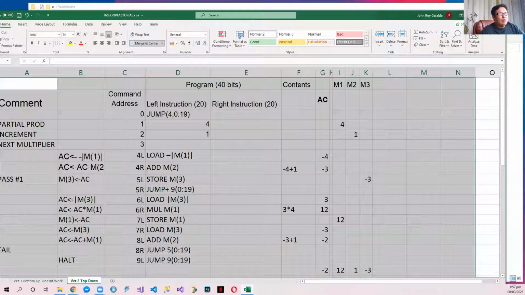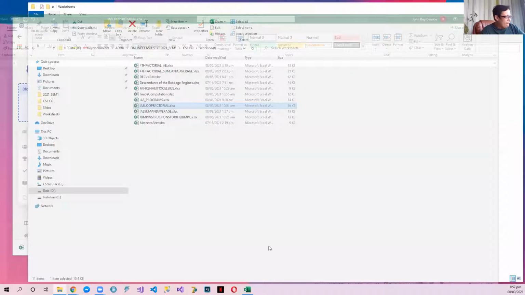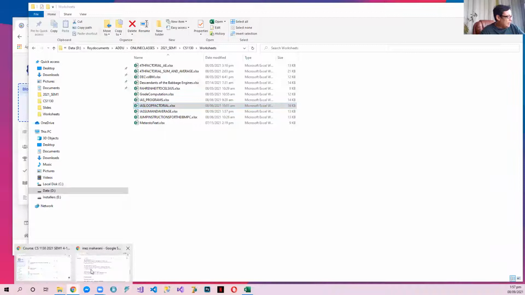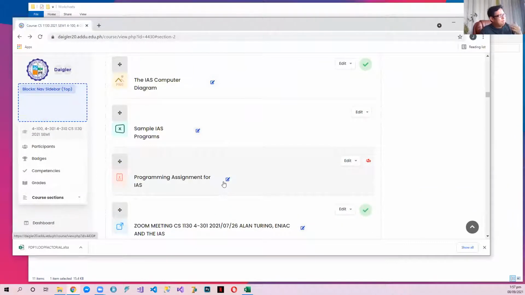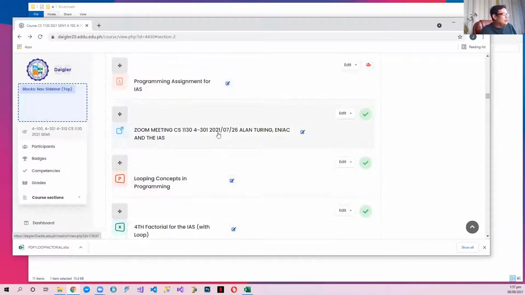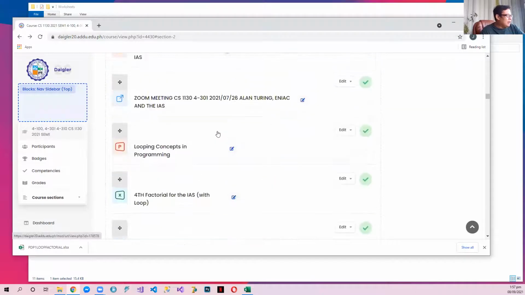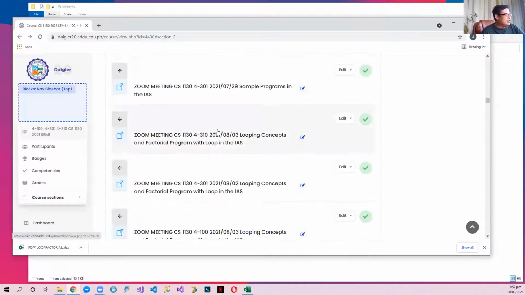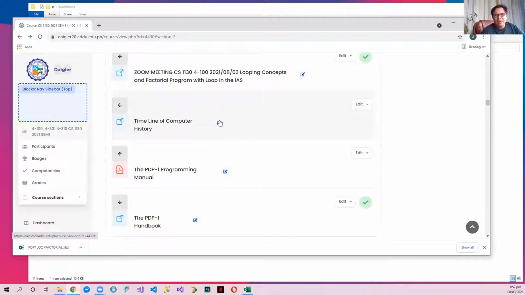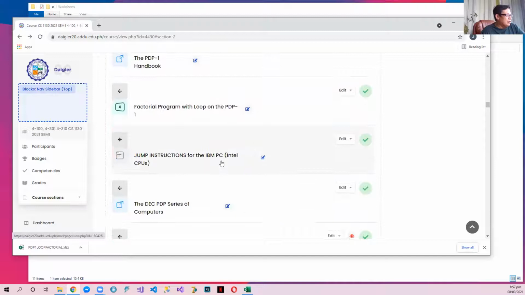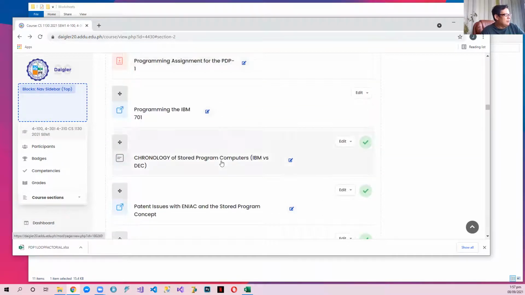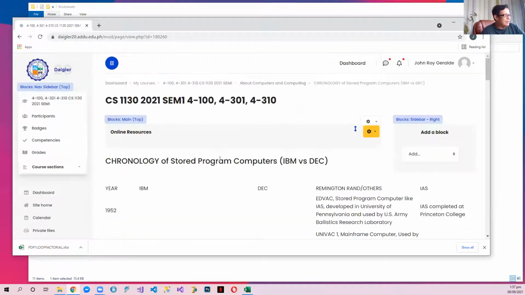Now, before we go back to our main lesson, I'd like to show you another computer. No? This is called the PDP-1. Okay? The PDP-1, kasi ganito yan. Let us go through the chronology. Itong nangyari.